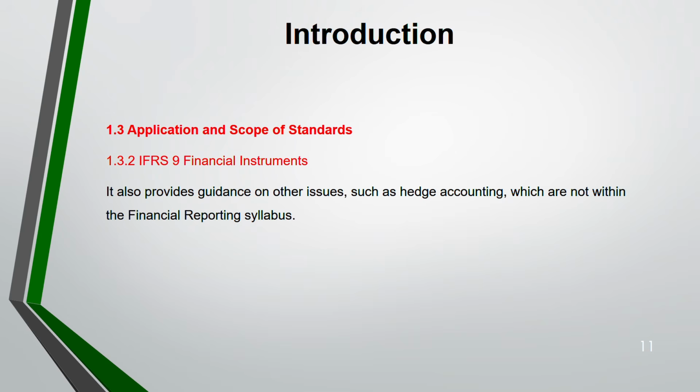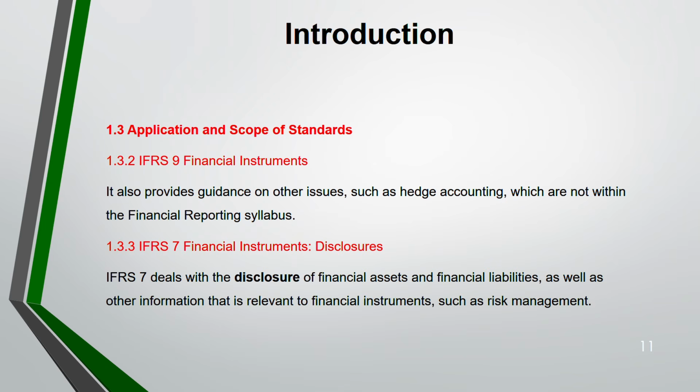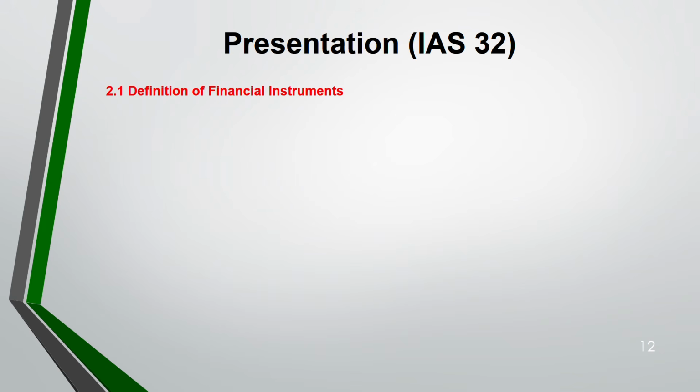Then there are other issues, for example, hedge accounting. That is not in your financial reporting syllabus, but it is there in your SBR. Hedge accounting. Then IFRS 7 deals with disclosure. Now, let us start with IAS 32.